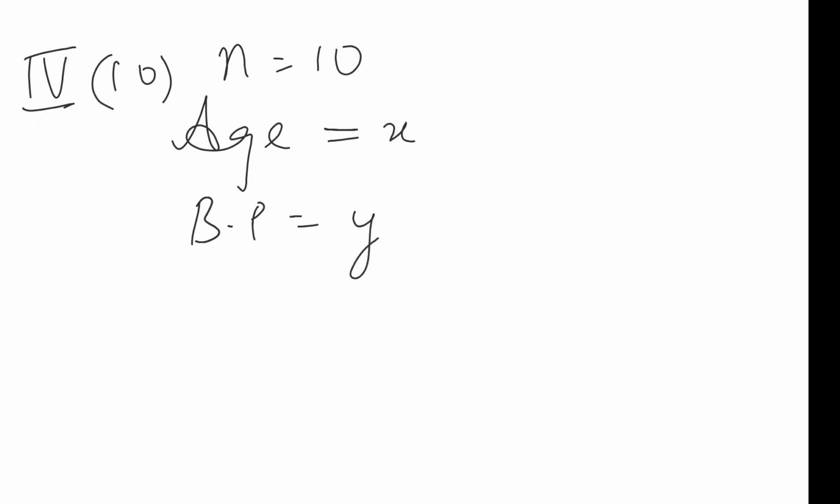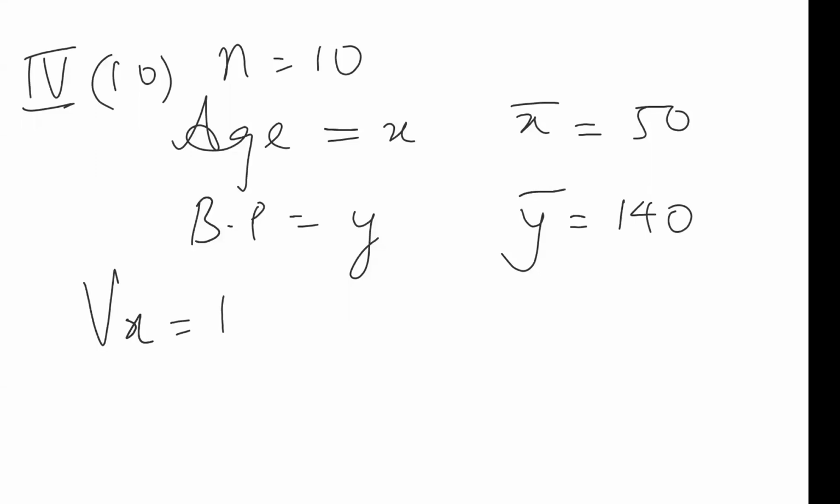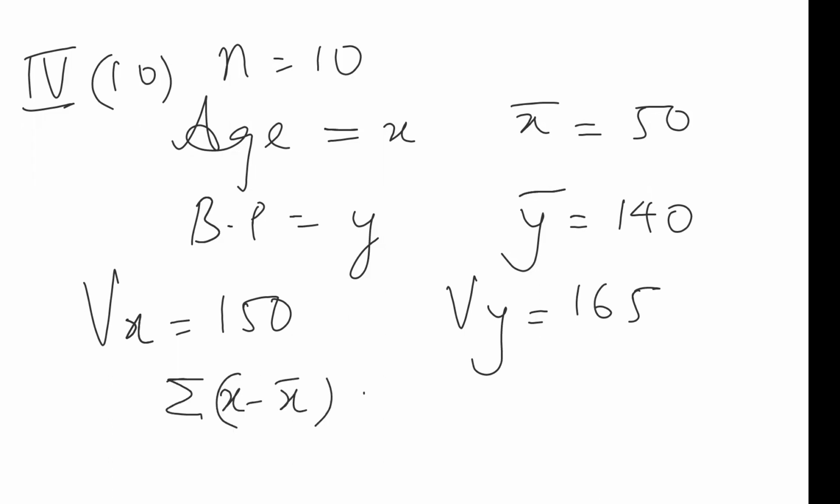Okay, x bar and y bar are also given, the means, the averages. So for x the mean is 50, for y the mean is 140. So these averages are also given to you. Variance of x is equal to 150, variance of y is equal to 165. Okay, so these values are given to you. Summation of (x minus x bar)(y minus y bar) is also given to you, and that is 1120. Okay, so we have made a note of the given information.